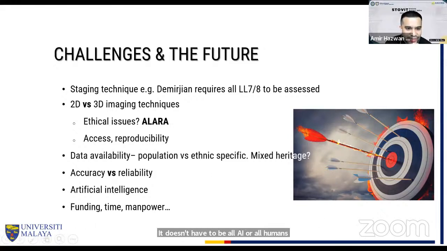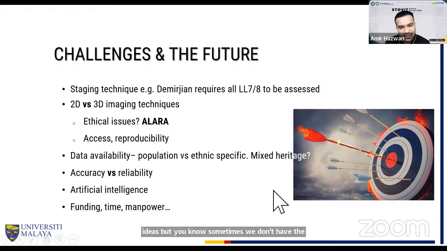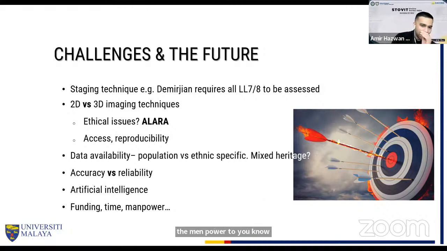Also, the last one: funding, time and manpower. Sometimes we have the greatest or the best ideas, but sometimes we don't have the funding, sometimes we don't have the time, and sometimes we don't have the manpower to materialize our ideas. I think that's it.